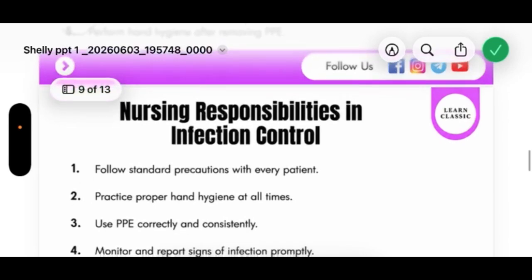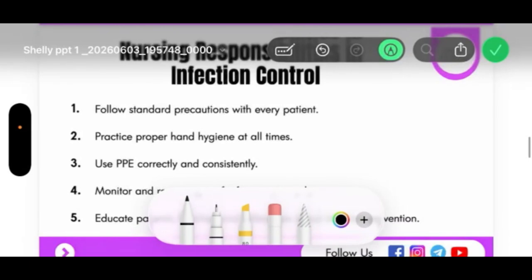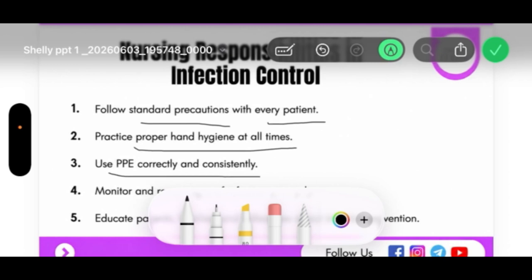The next one we are coming to, nursing responsibilities in infection control. Follow standard precautions with every patient. Standard precautions are like before and after touching patient surroundings and patient body fluids. Those are the standard precautions we have to take for every patient. Practice proper hand hygiene at all times. That is very important, hand hygiene. Use PPE correctly and consistently. We have discussed it earlier also. Before entering, we have to wear it and we have to discard it in proper bins.